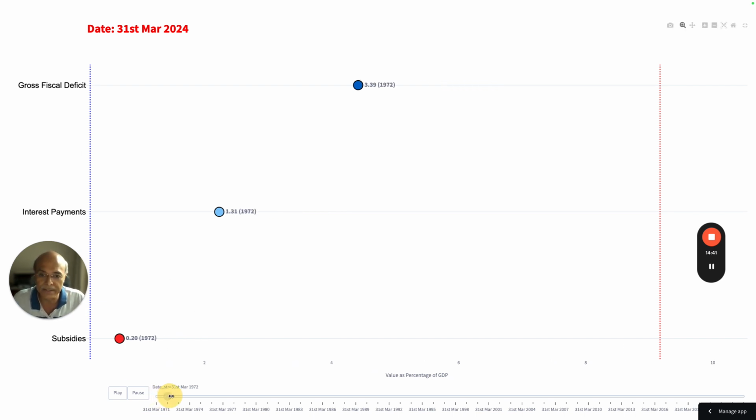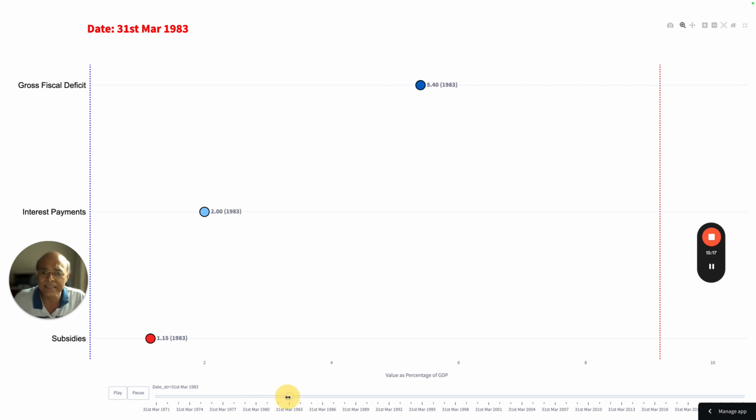Now, if I drag this, you'll see that in the beginning, in 1973, the subsidies were 0.36% of the overall GDP, interest payments were 1.38% of the overall GDP, and the fiscal deficit was roughly 3.88%, which you can see right in front of you for India. But as I drag this bar moving forward, you will see that both subsidies and interest payments are going up, and that is driving our fiscal deficit higher.